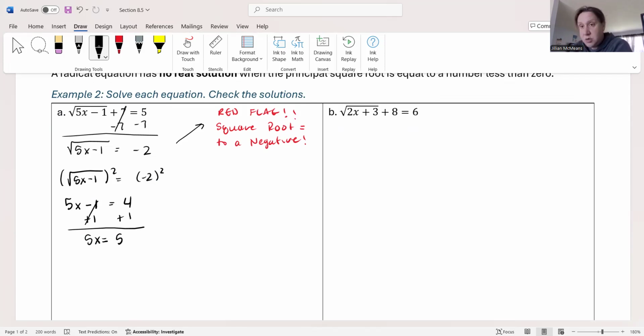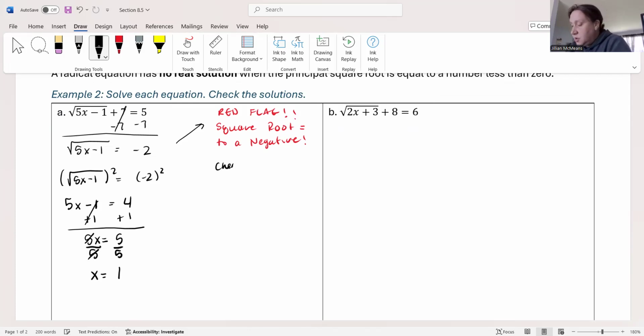Now, I need to undo the multiplication of 5 and x, so I would do that by dividing both sides by 5. 5 divided by 5 is 1. 1 times x is x. 5 divided by 5 again is 1. This looks reasonable. We're like, this is a fantastic answer. What is wrong here? Well, let's see what we have, okay?